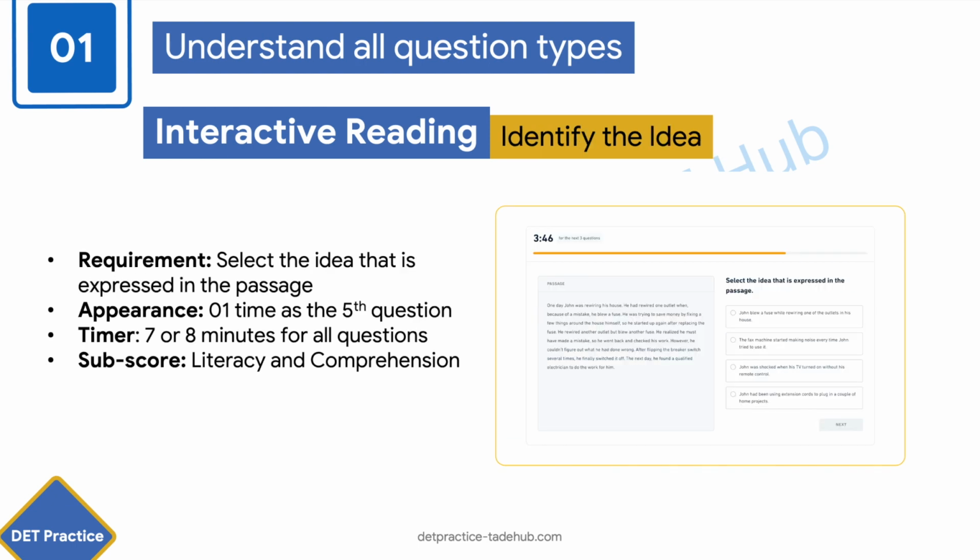The next one is identify the idea. Students need to select the idea that is expressed in the passage, and this item type appears only once.